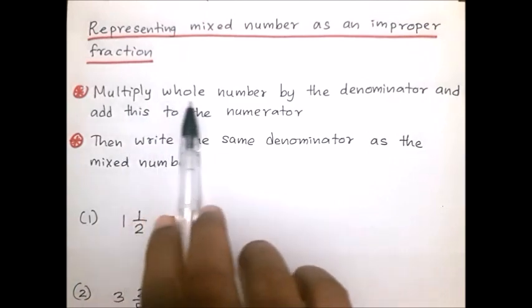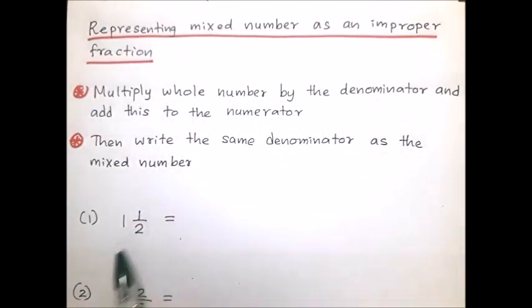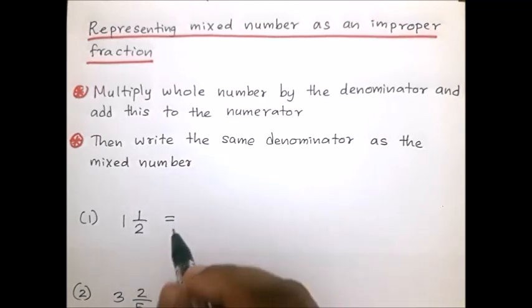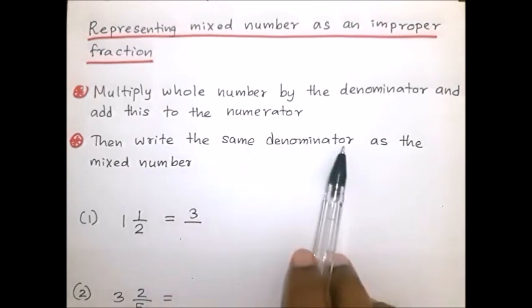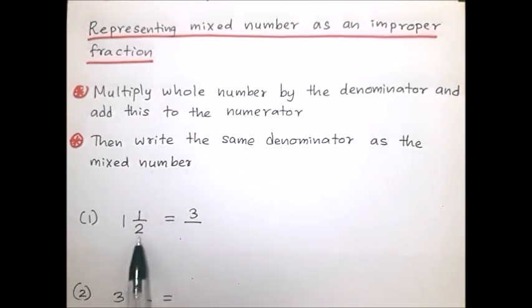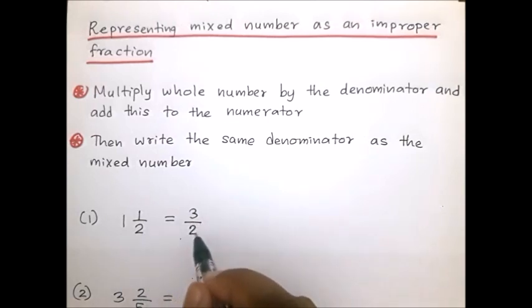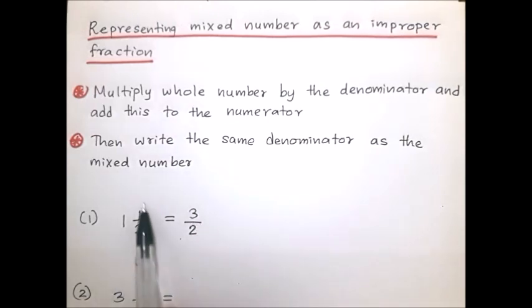Again read this one. Multiply whole number by the denominator. 2 multiplied by 1. It is 2. And add this to the numerator. 2 plus 1. It is 3. Then write the same denominator as the mixed number. Here denominator is 2. You have to write the same denominator. Now this is a mixed number. We convert it into an improper fraction.